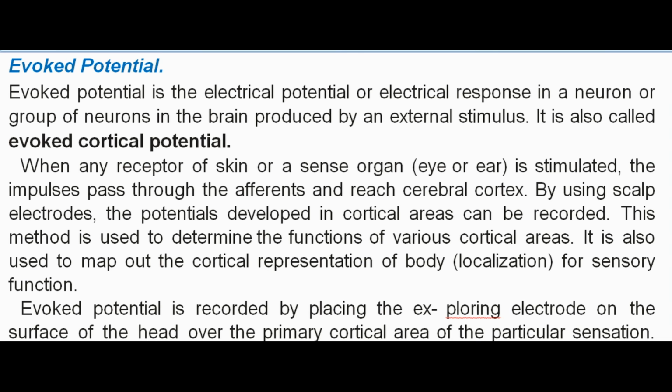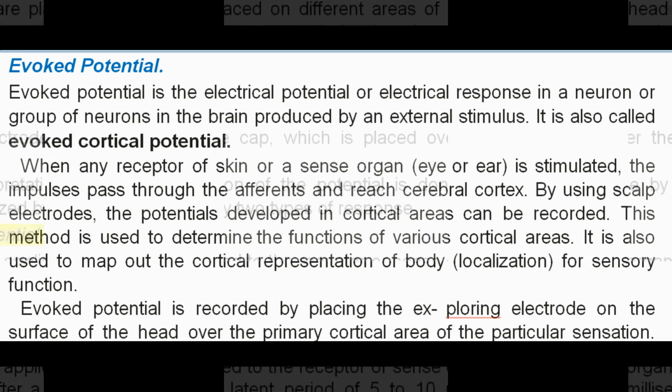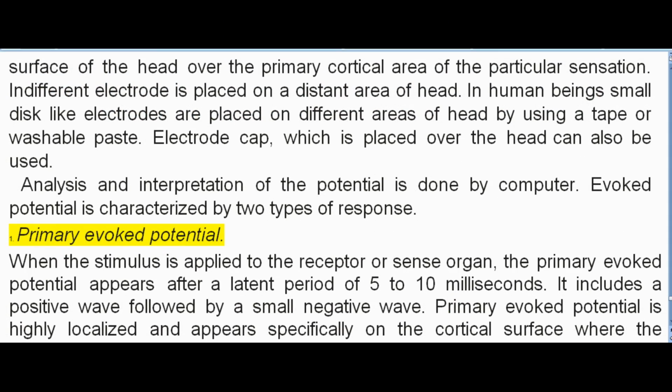Evoked potential is recorded by placing the exploring electrode on the surface of the head over the primary cortical area of the particular sensation. Indifferent electrode is placed on a distant area of head. In human beings, small disc-like electrodes are placed on different areas of head by using a tape or washable paste. Electrode cap, which is placed over the head, can also be used. Analysis and interpretation of the potential is done by computer.